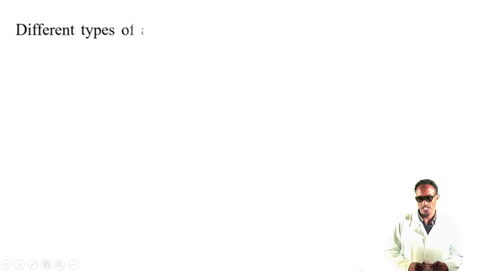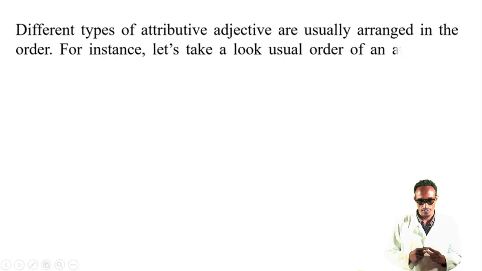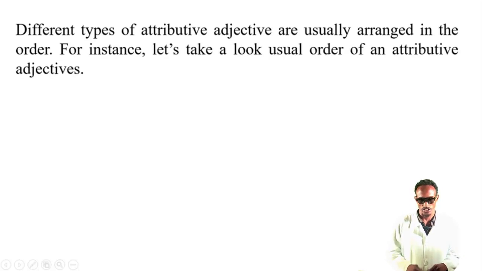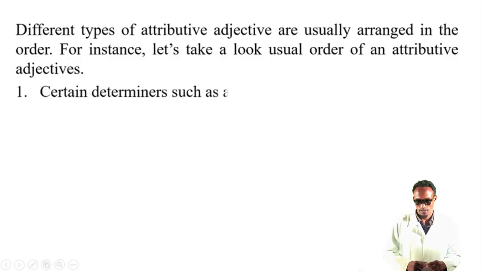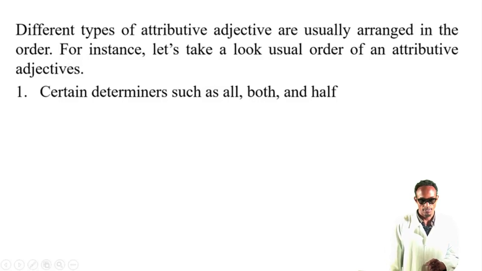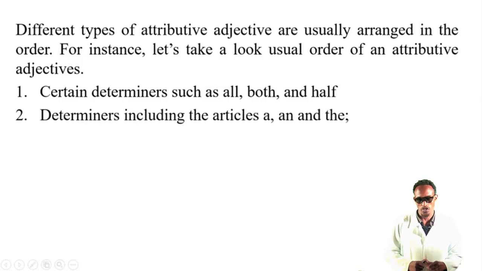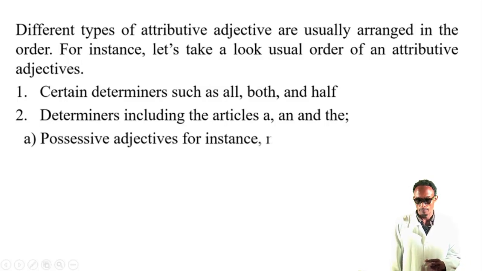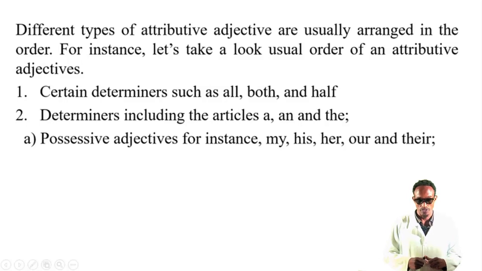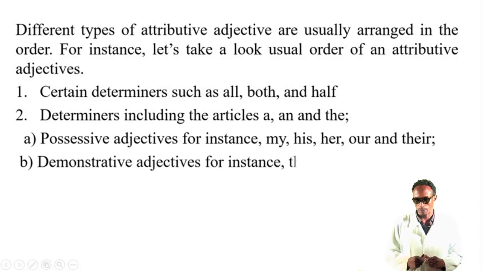The different types of attributive adjectives are usually arranged in order. Let us take a look at the usual order of attributive adjectives. First, certain determiners, such as all, both, half. Next come determiners including the articles a, an, and the. Those determiners can be classified into some types. For instance, possessive adjectives: my, his, her, our, and their. And demonstrative adjectives, which include that, this, and those.